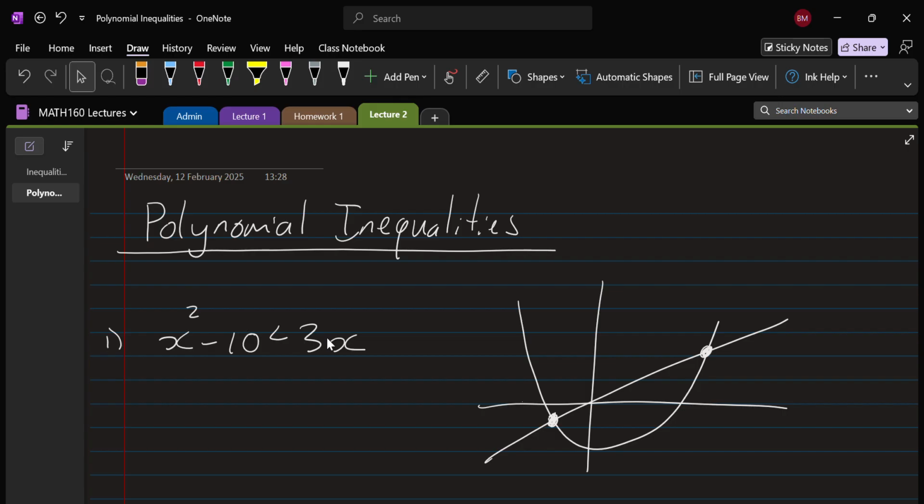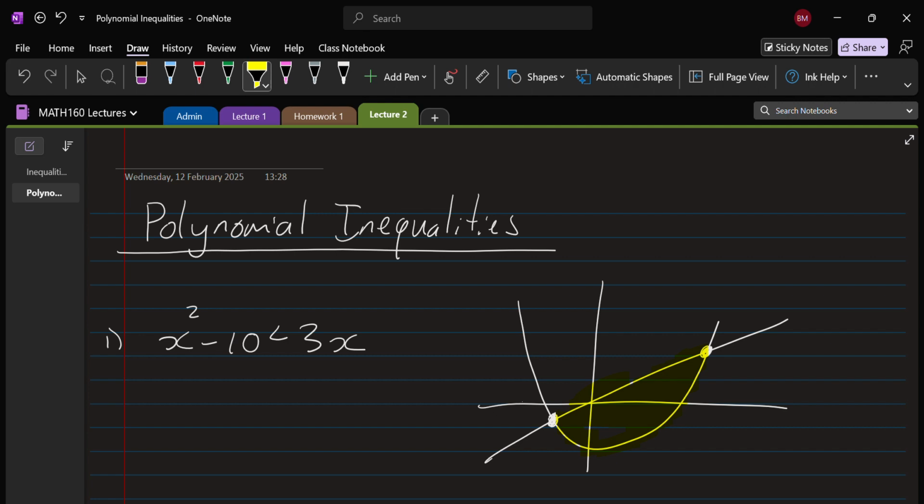So parabola being below the straight line, you look at all the points between the two dots there, and you see that the parabola is below the line. On the right-hand side, the parabola is above the line. On the left-hand side, the parabola is again above the line. So we're interested in this region here, this part in yellow, where the parabola is below, less than, the straight line.